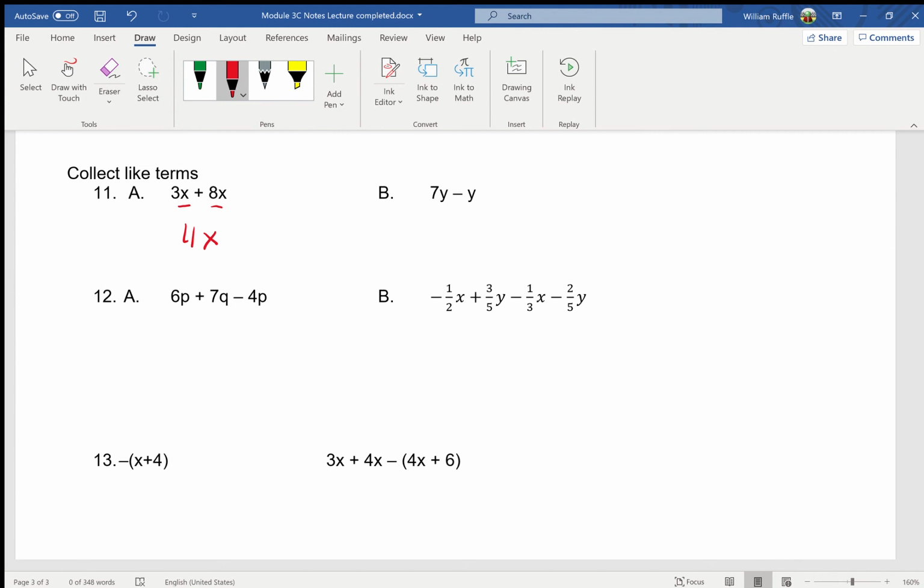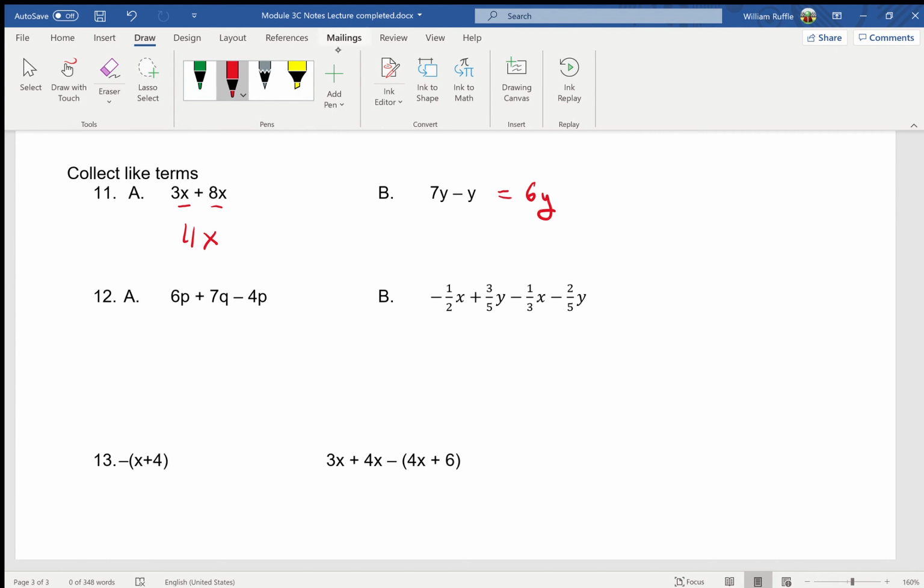Now, mathematicians love to do this, and it does get confusing here. This is 7y minus y. There's no coefficient on that y, but we do know it's a 1y. So 7y minus 1y is 6y. But they will not write that 1 all the time, and people will forget about it sometimes. So you got to be careful. That 7y minus 1y is 6y.